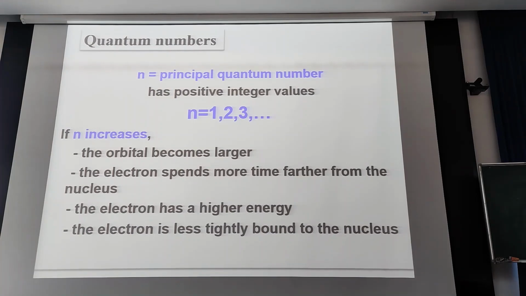First, we talk about the principal quantum number, n, which will have positive integral values. So if n increases, the orbital becomes larger, the electrons spend more time far from the nuclei, and the electron has higher energy because it gets to a higher level, and the electron is less bound to the nuclei, so it becomes more active. It's easily removed. Okay?